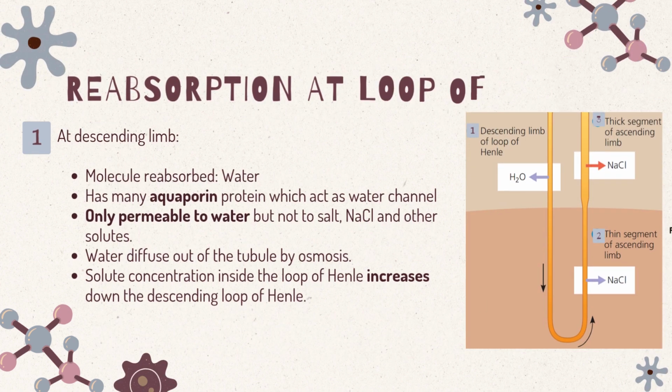Reabsorption at loop of Henle. 1. At descending limb, molecule reabsorbed is water. It has many aquaporin proteins which act as water channels, only permeable to water but not to salt, sodium chloride and other solutes. Water diffuses out of the tubule by osmosis. Solute concentration inside the loop of Henle increases down the descending loop of Henle.